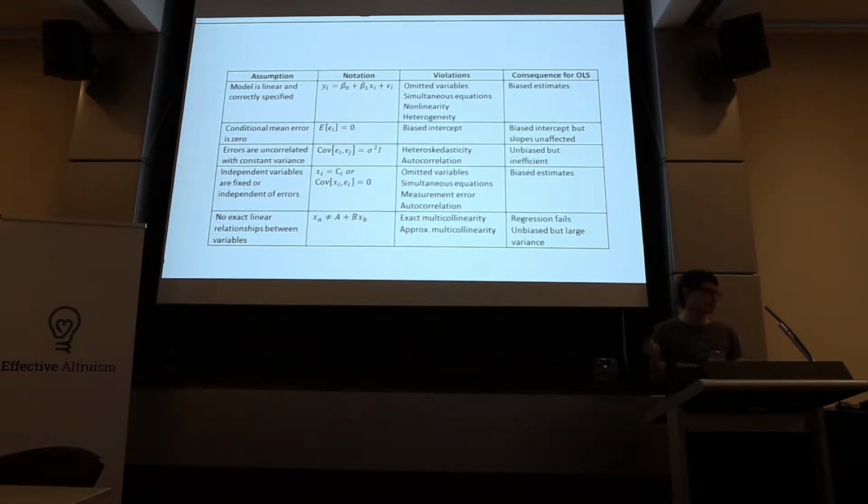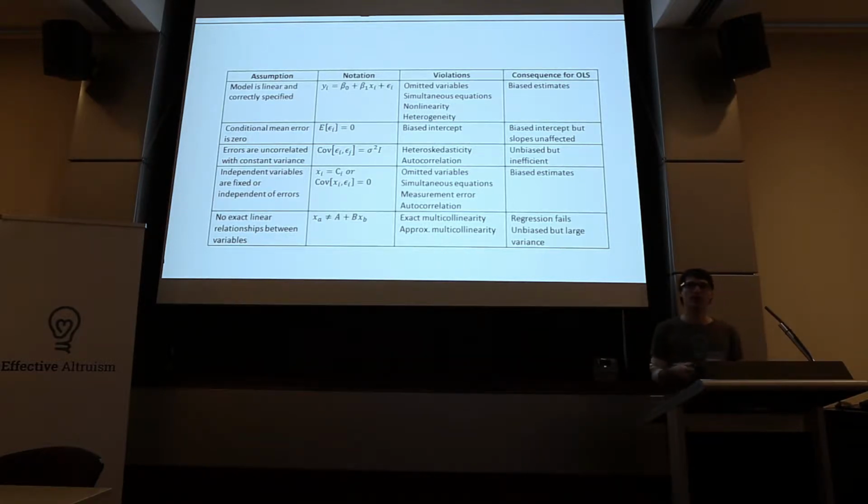The model is linear and correctly specified. So that means we've written the equation correctly, y equals beta 0 plus beta 1 x1 and so on. So when is this violated? Well, it's violated if we've omitted any variables. So if we should have extra independent variables that we haven't included in the equation but should really be there, then the model will be misspecified. Also, if we have non-linear relationships, so we've assumed a linear relationship here, if there's any non-linearity, the model will be misspecified. Also if there's a simultaneous relationship, so x determines y, but y also determines x.